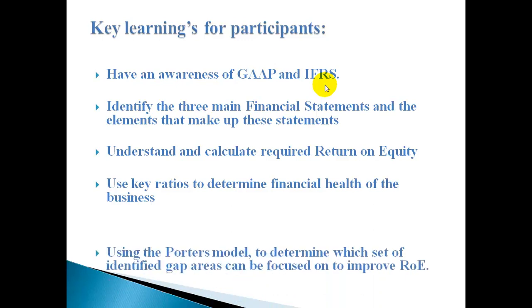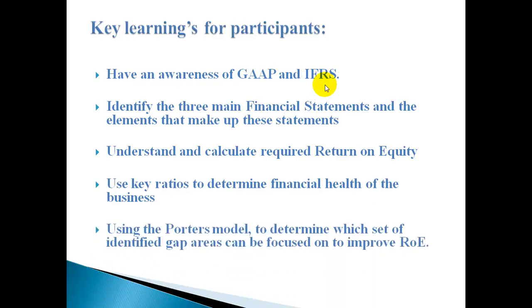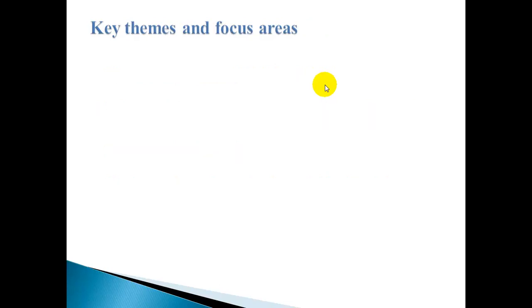Finally, as I said, we're going to look at Porter's model, to determine the level of intensity within your industry and which gap areas we need to close based on the ratio analysis. So that's what you're going to learn over the next 2 parts, which is about 6 to 8 hours of online video training, all full 20 modules. Just something I want to share with you, the key themes and focus areas. In the modules, I will constantly refer to 2 themes and a number of focus areas. Let's go and have a look.